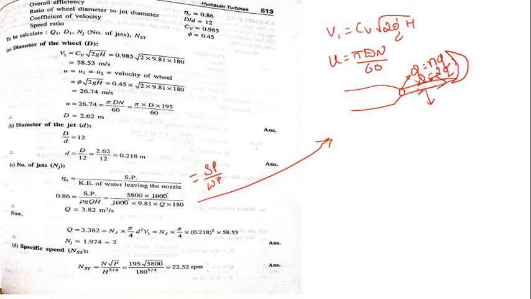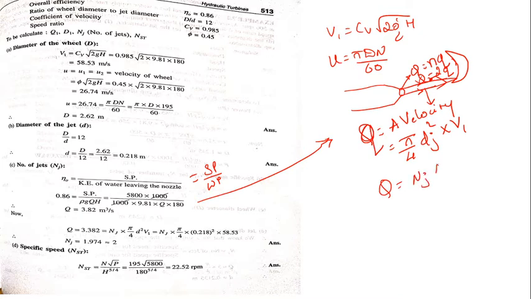So what is the discharge formula given by? Discharge is given by area into velocity. Correct. So now what is the area given by? Small discharge q I'll take, pi by 4 dj square into V1. Correct, because dj is the diameter of this small jet, so area is pi by 4 dj square, into V1. So capital Q is given by number of jets into discharge of single jet.